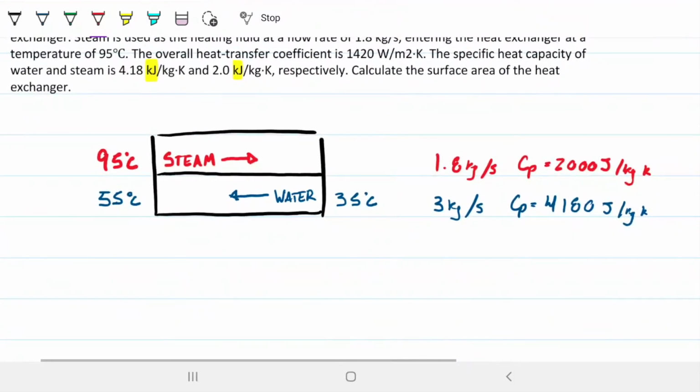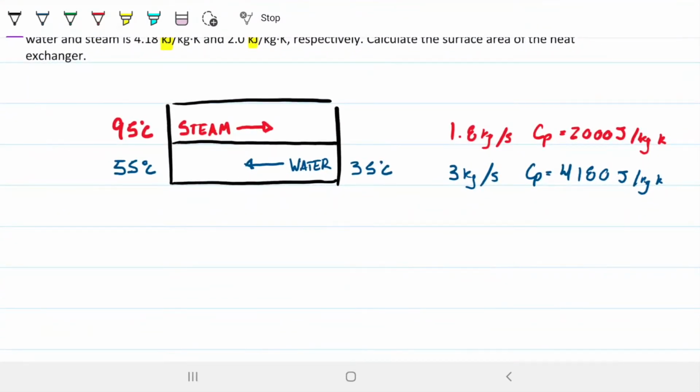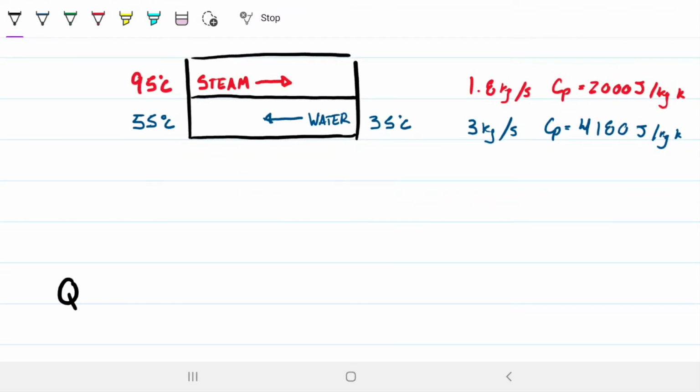Okay, so what is the game plan? Well, the game plan here is that we are going to use the natural log mean difference in temperature to be able to find out what's the area, because we know the heat exchanged inside this heat exchanger is the area through which the two fluids can exchange heat times the overall heat transfer coefficient for this system, which was given, times the correction factor, if any. Right? If we do have any correction factor, we need to account for it. The problem didn't say so. We can go ahead and say this is going to be 1, and the delta T log mean.